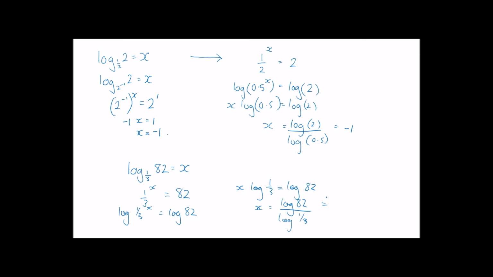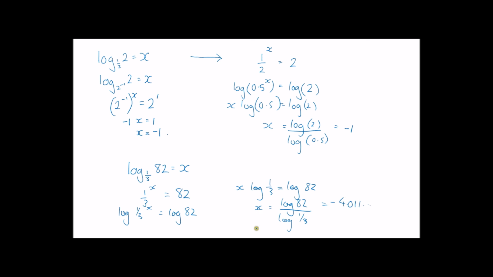I'm going to grab my calculator out of my jacket pocket and just do that calculation pretty much as it's written, but you might have to be careful with closing brackets and stuff like that. So log 82 divided by log of 1 divided by 3, close my brackets, and I get negative 4.011 and so on.